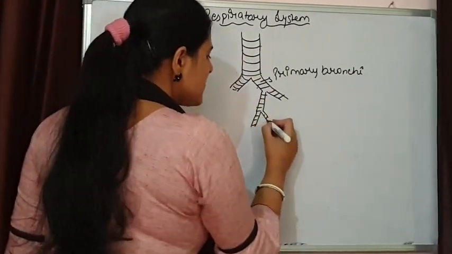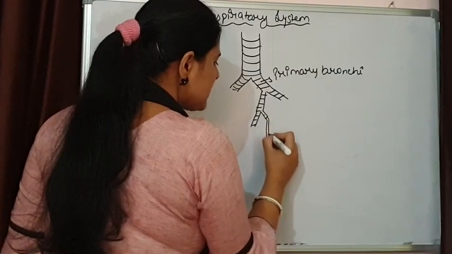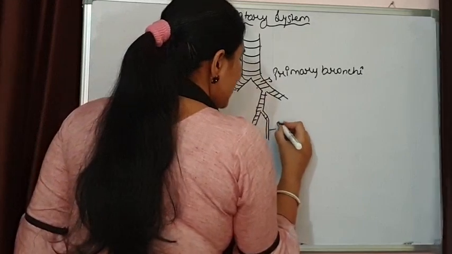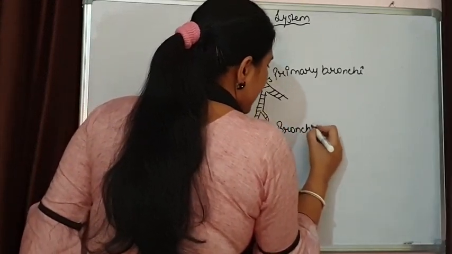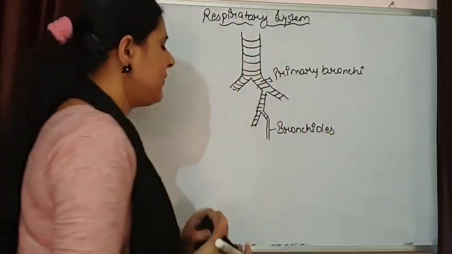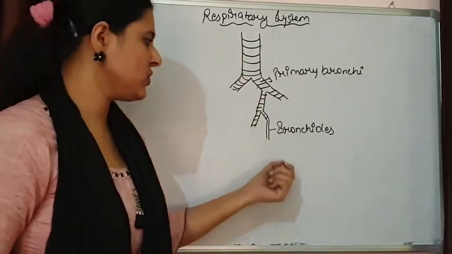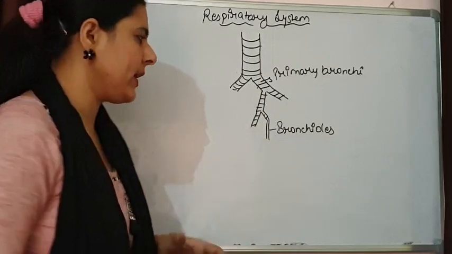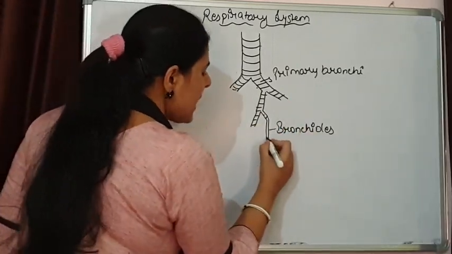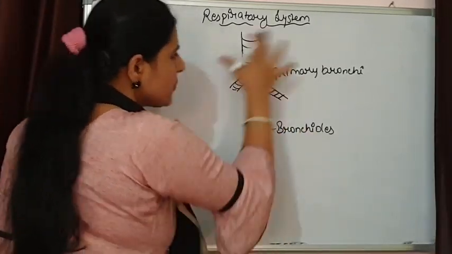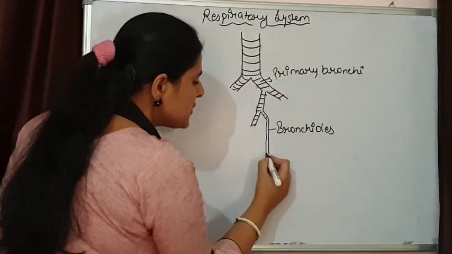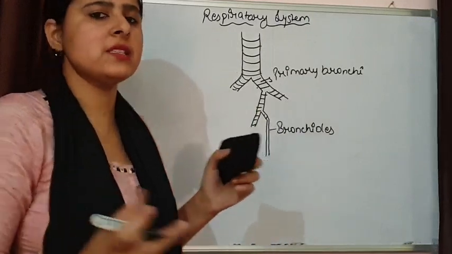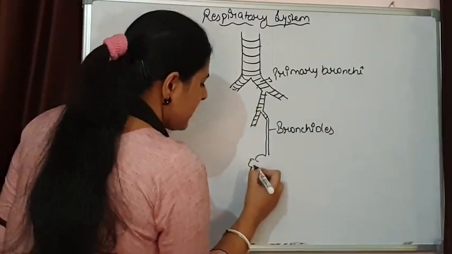Now the diameter narrows down, and from these tertiary bronchi very fine tubes arise, which are known as bronchioles. These bronchioles do not have cartilaginous rings. The cartilaginous rings are present only up to the tertiary bronchi. Later on, various bronchioles arise, and these bronchioles open into sac or balloon-like structures known as alveolar sacs.